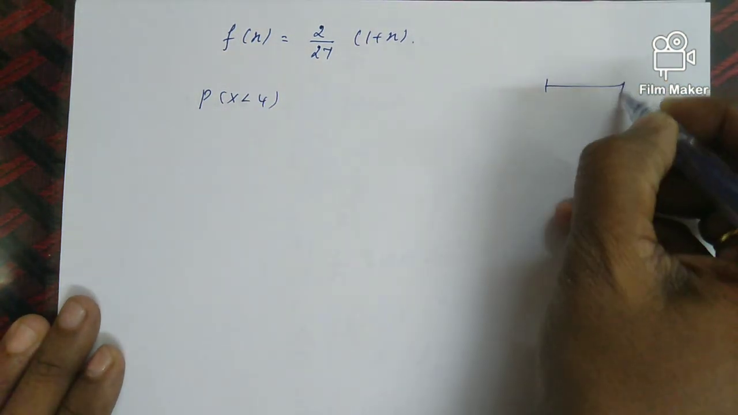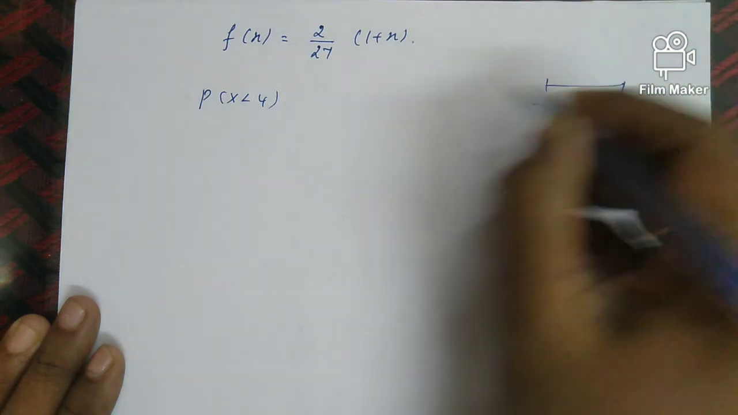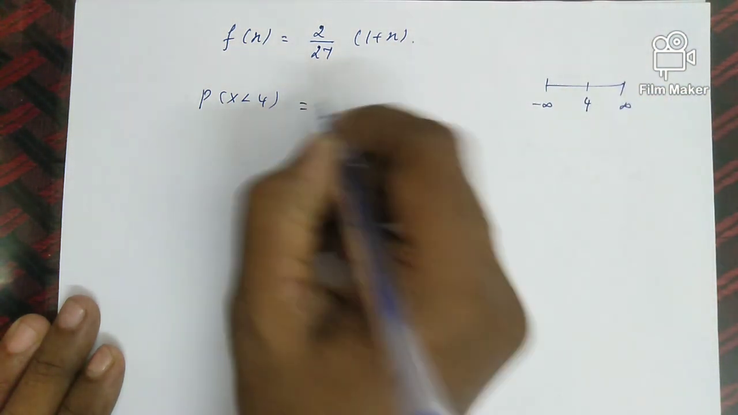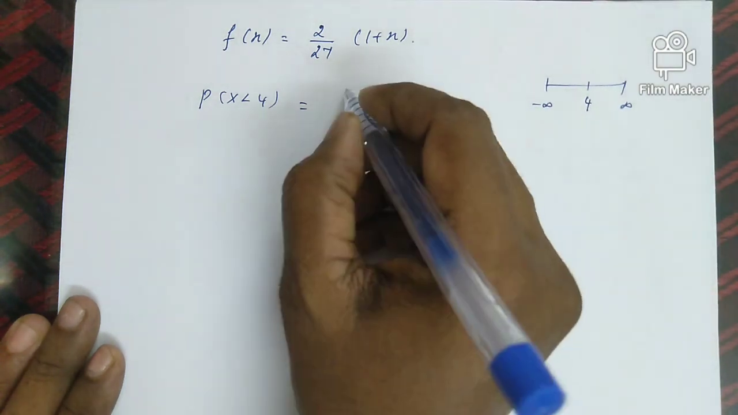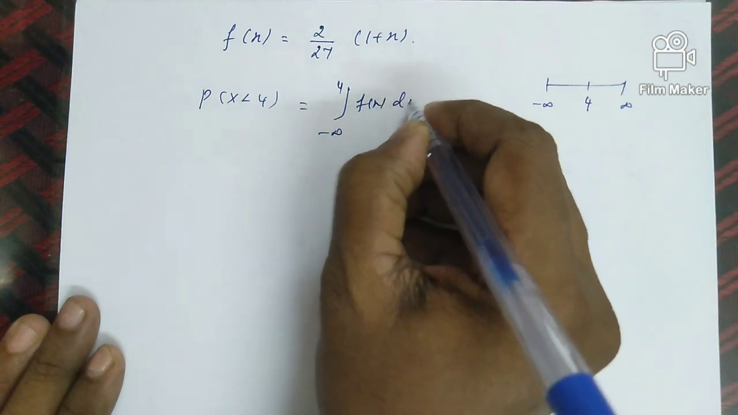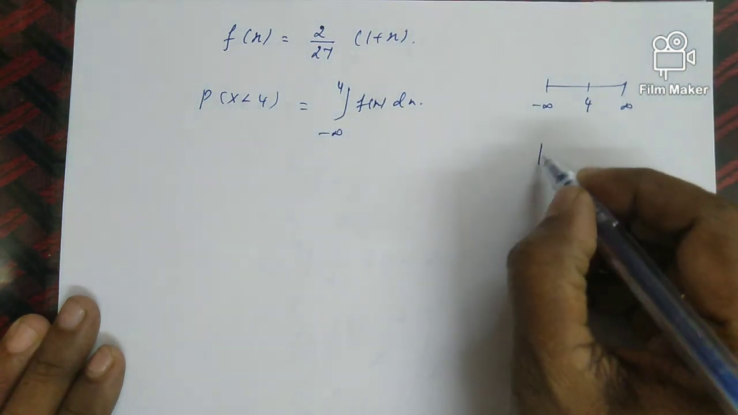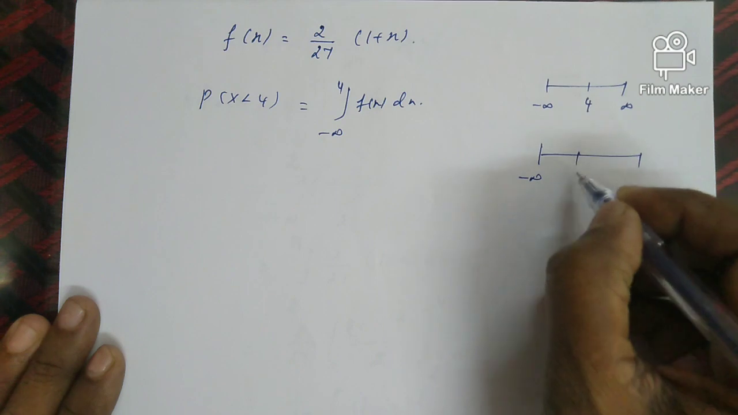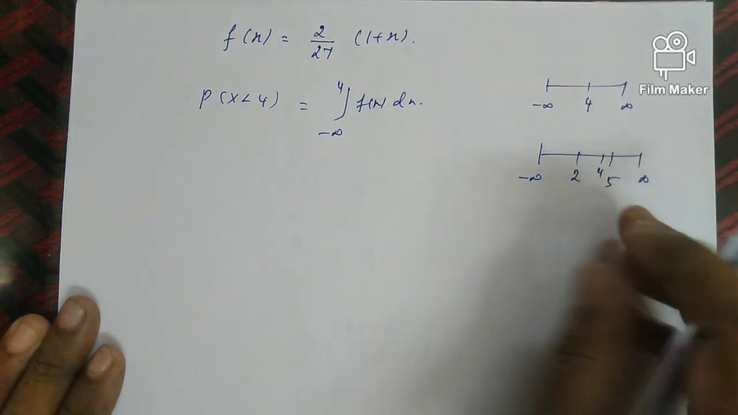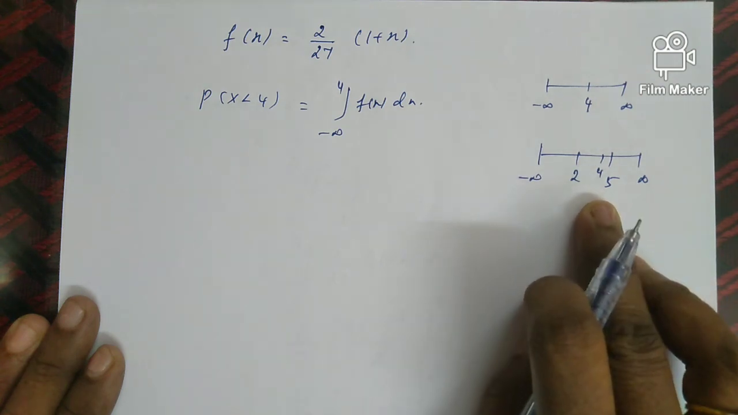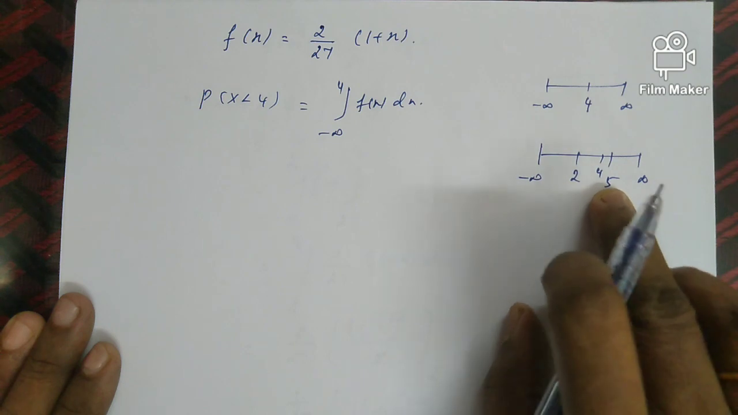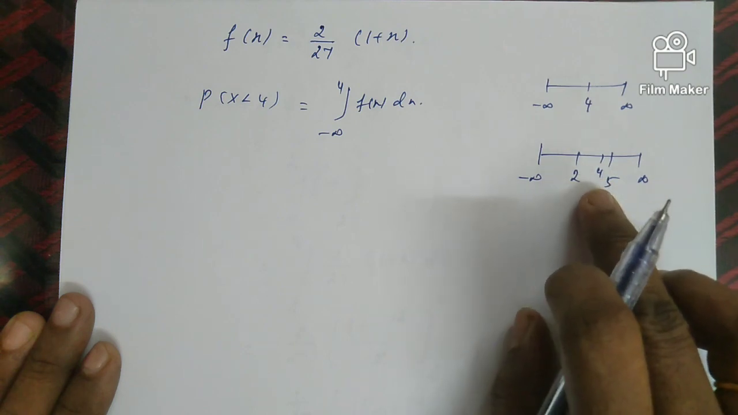So next we are going to find p of x less than 4. The actual interval is minus infinity to plus infinity. Here we are going to find the value for p of x less than 4, that means minus infinity to 4, f of x dx. This is what we are going to find. In this question it's given that x equal to 2 and x equal to 5. Okay. Only in these two places the given random variable has value. So x equal to 2 and x equal to 5 means obviously x equal to 4 is inside the interval only.